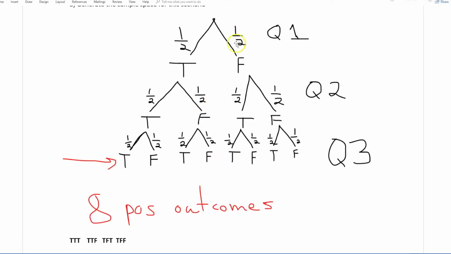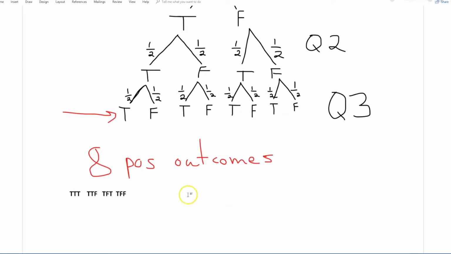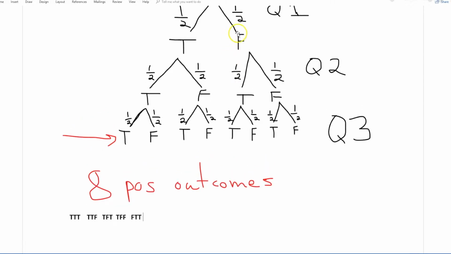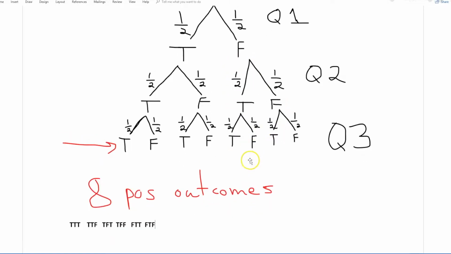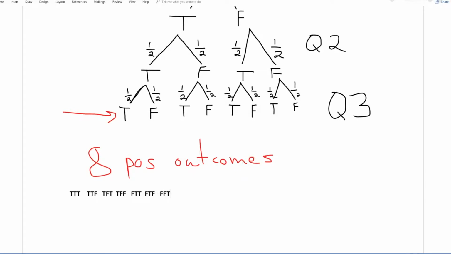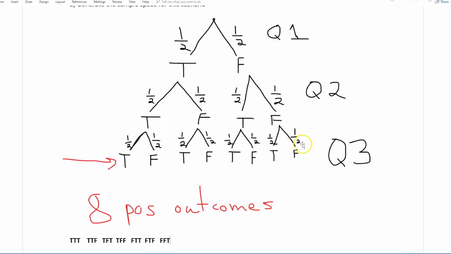So I did both of these. Now let's say I got to start with false. I can go false, true, true. I can go false, true, false. Then we can go false, false, true. And lastly, false, false, false.